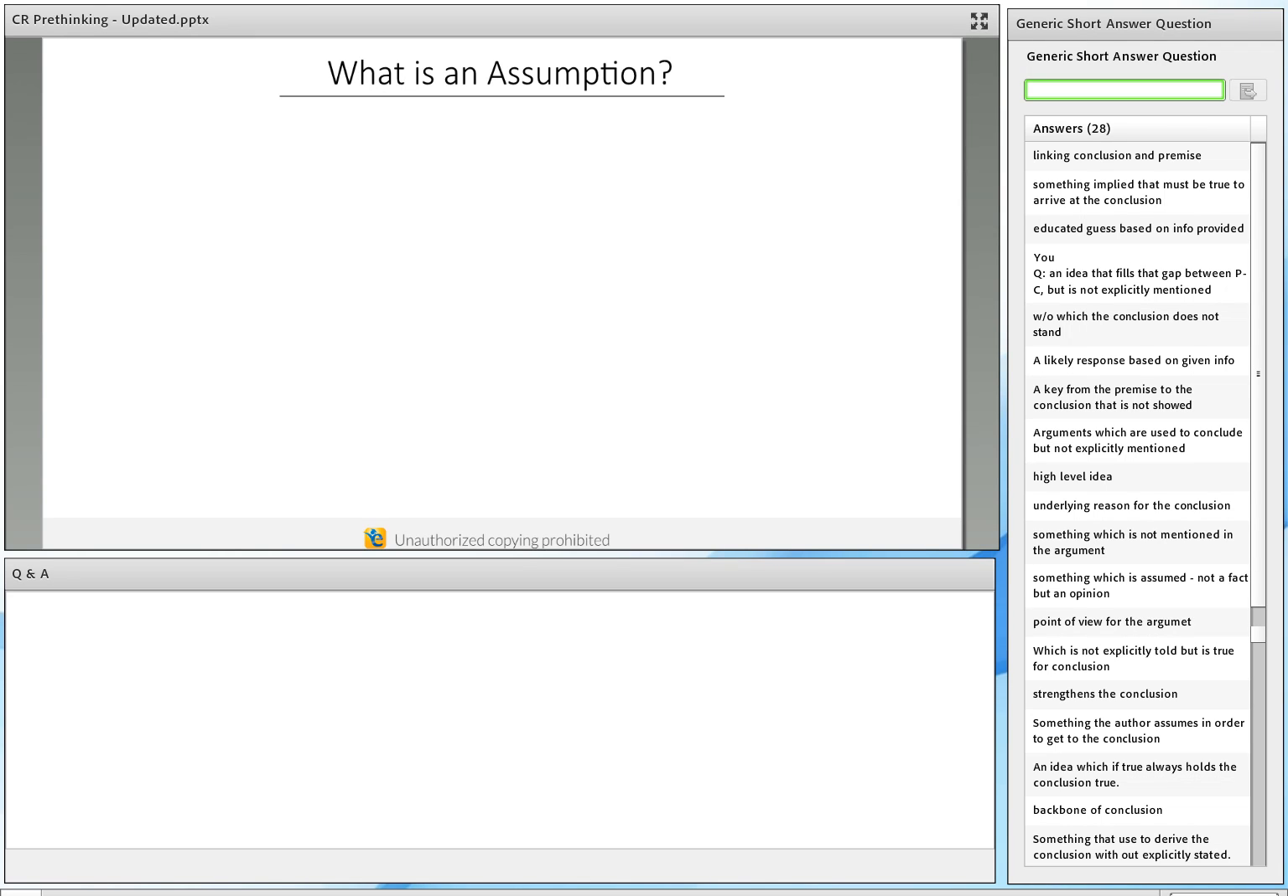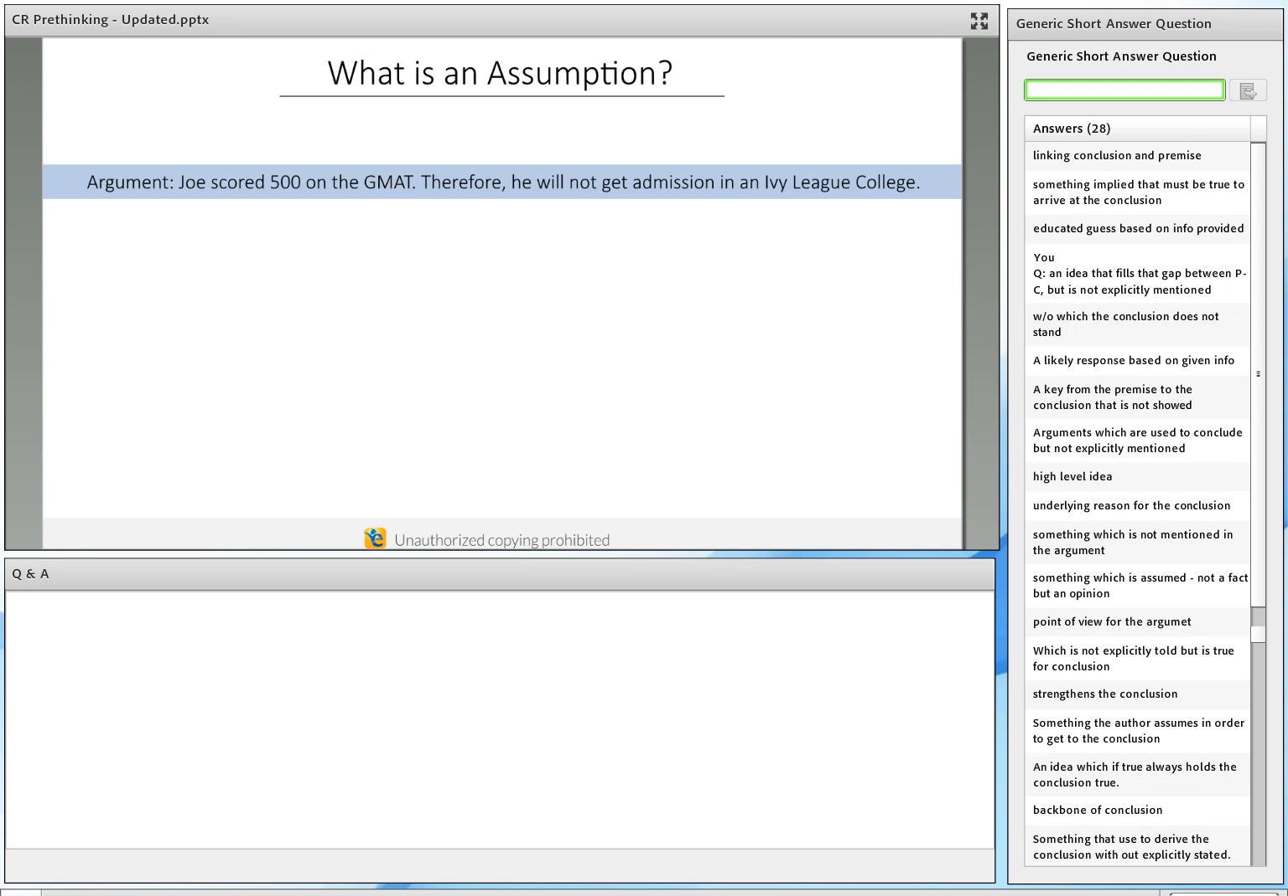Linking conclusion to premise, something that is employed that must be true to arrive at the conclusion. Educated guess based on provided info. Okay, good. Without which the conclusion does not stand. So decent answers, good answers is what I would say. Some much more specific, much more precise than others. But many of you have a coarse idea of what an assumption is. Some of you have a very precise idea of what an assumption is.